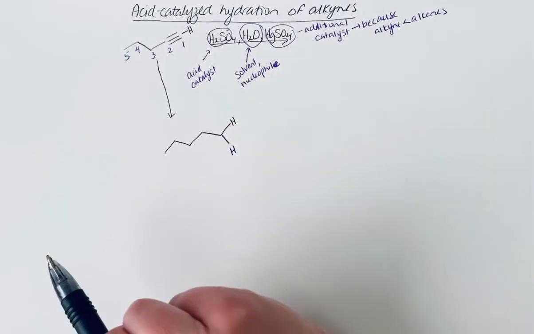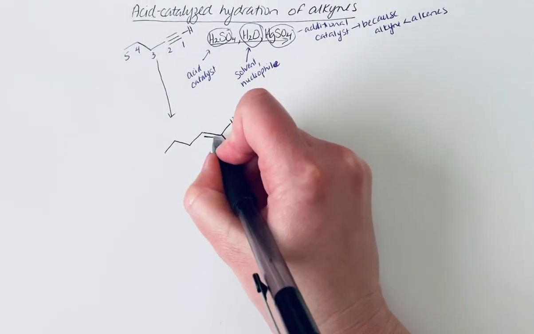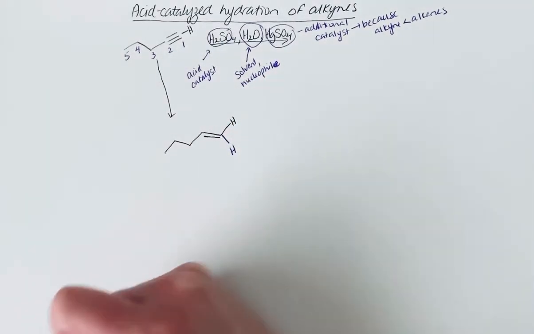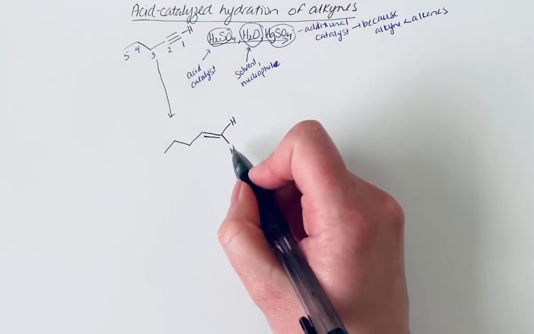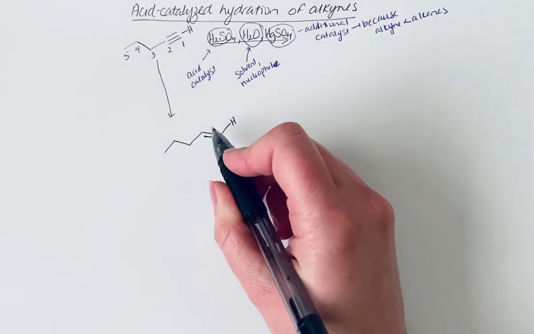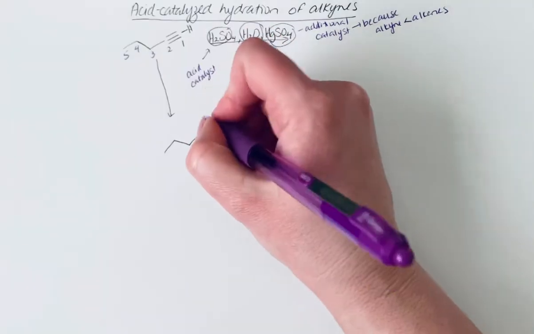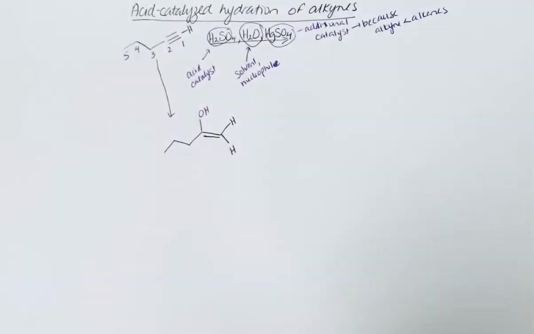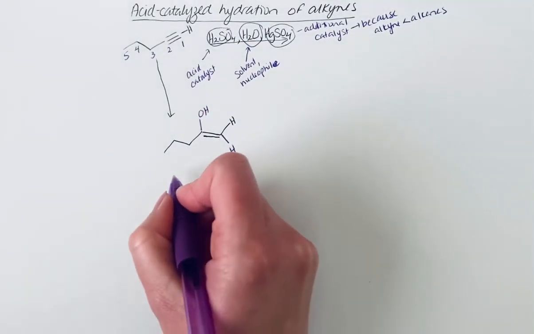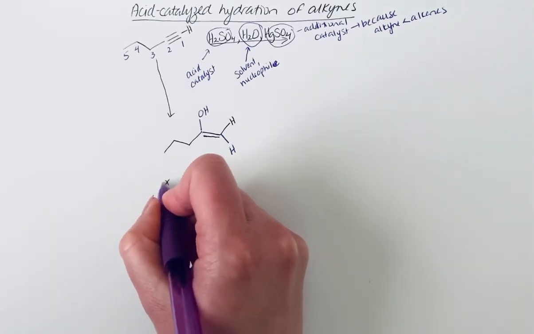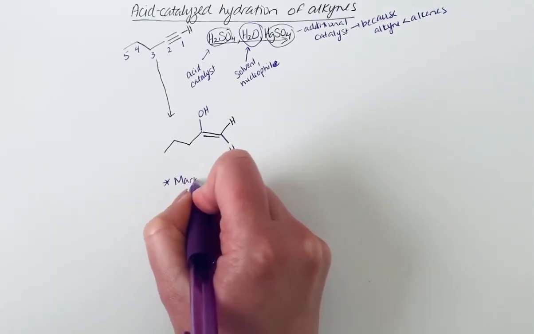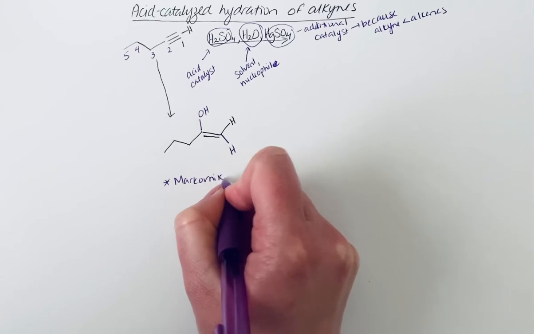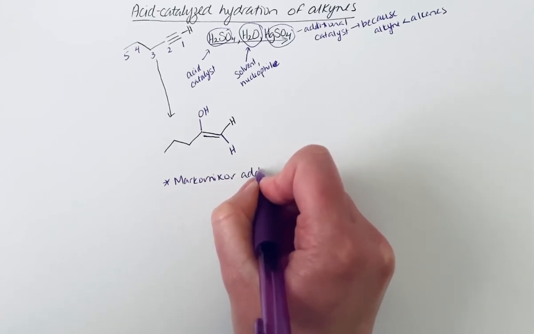One of the pi bonds has reacted, leaving one still remaining. And the water, the OH, will end up on the more substituted carbon atom of the alkyne. So this is an addition that is following Markovnikov's rule. So we will say that this is a Markovnikov addition of water.